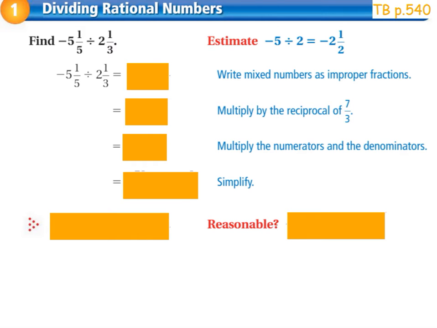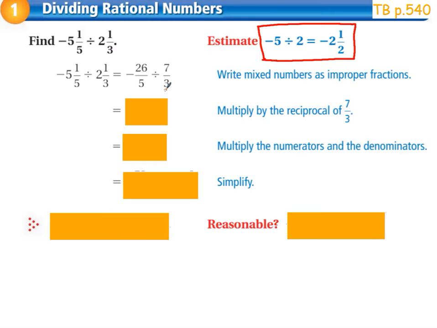Okay, so here's our first one. It is a division problem of mixed numbers. Remember, before we divide mixed numbers, we have to make them improper. So if we take a look at the estimating side, this is just to give us an answer of whether our answer makes sense when we get to the end. If I take negative 5, divide it by 2, I'm going to get negative 2.5. So we're looking for an answer that's around negative 2.5.